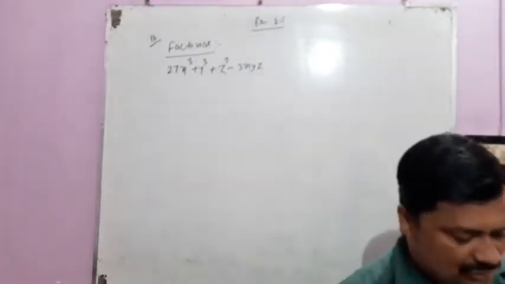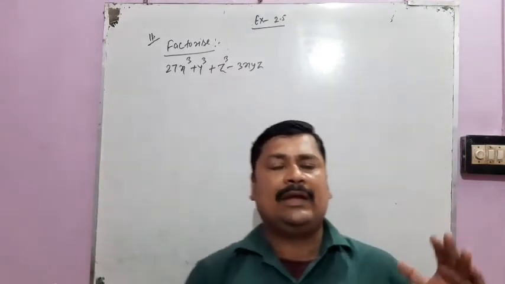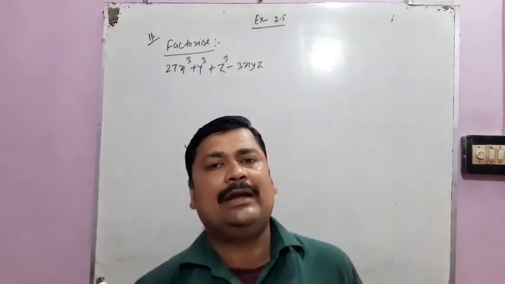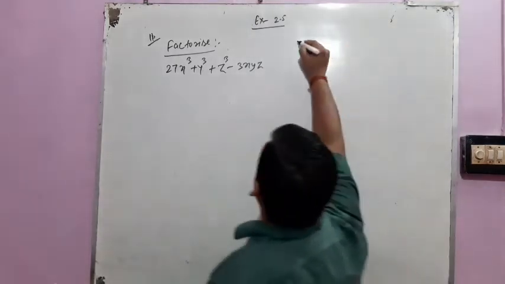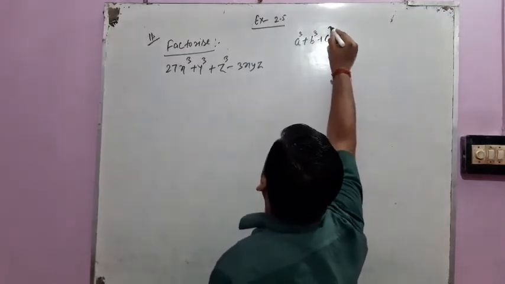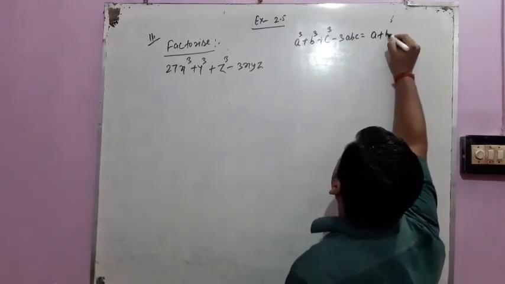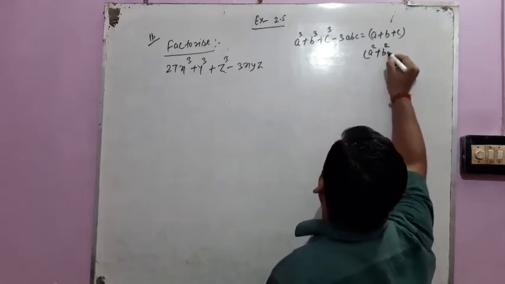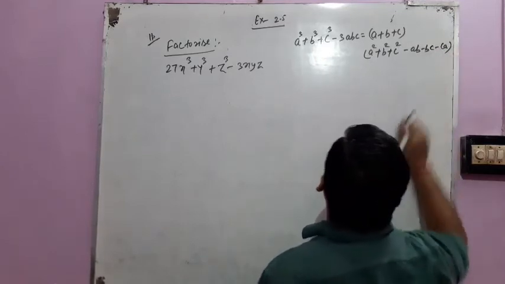Before going to factorize this question, students, one thing I want to share with you. I had already taught you in my live class the formula of how we can write in factorial form a cube plus b cube plus c cube minus 3abc. That I already taught you in my live class. a cube plus b cube plus c cube minus 3abc we can write as a plus b plus c into a square plus b square plus c square minus ab minus bc minus ca.